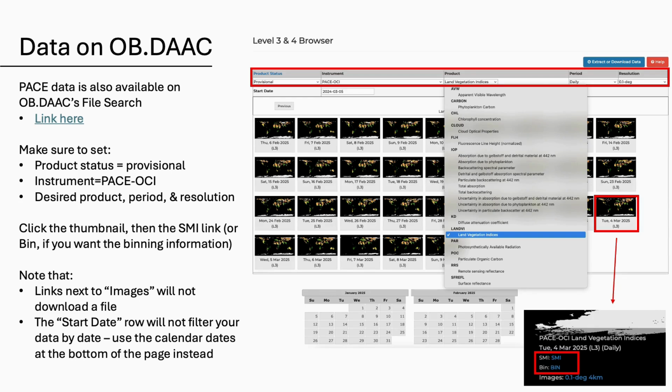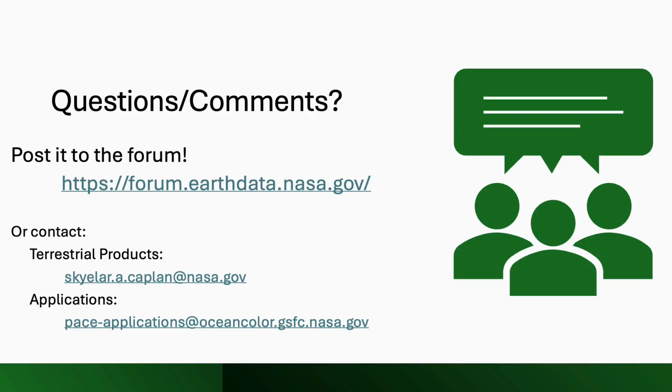So like Morgaine and Fred both mentioned, these products are at provisional status, which is what you'd put into that first box at the bar at the top of the page. And then you can filter based on the instrument, product, period, and resolution that you want. Then you could click the image that you are interested in downloading and click either SMI for that level 3 mapped file or the bin, or capital BIN, link for the level 3B files.